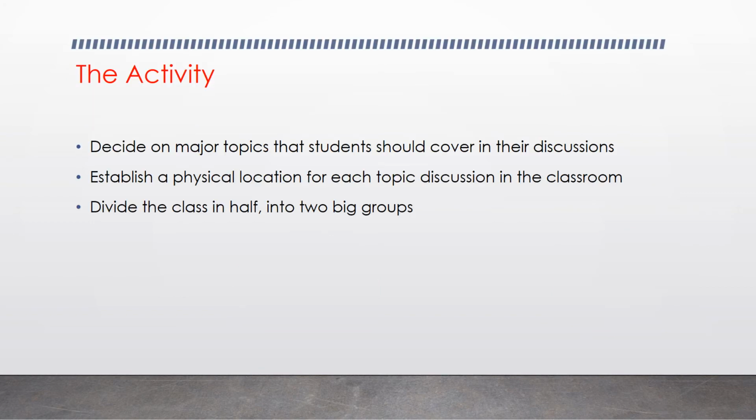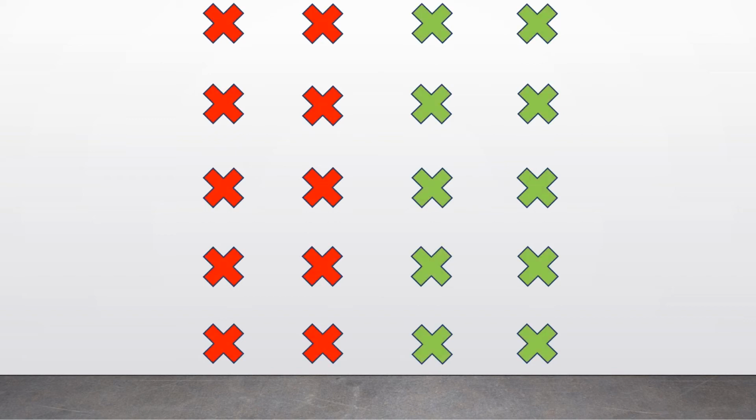After you have those discussion pods established, you want to divide the class in half into two big groups. So here in a class of 20 students represented by these X's, I will divide them in half, giving me two large groups. And you want to name the groups because you're going to refer to them throughout the exercise. If you're completely uninventive, you can just call them group 1 and group 2, but I prefer to name the groups in reference to the topic of the class.